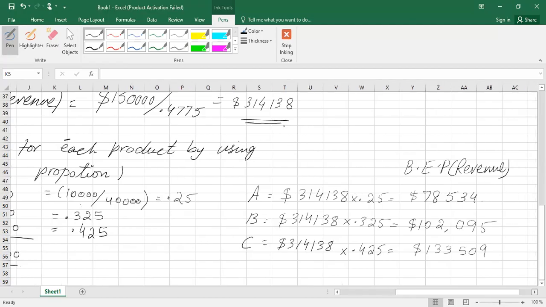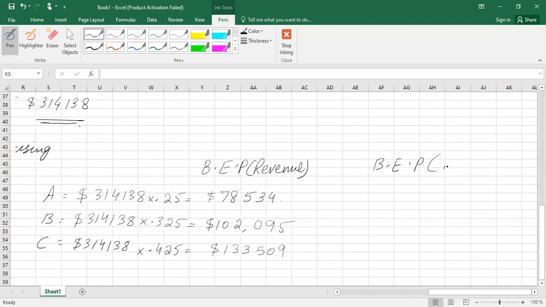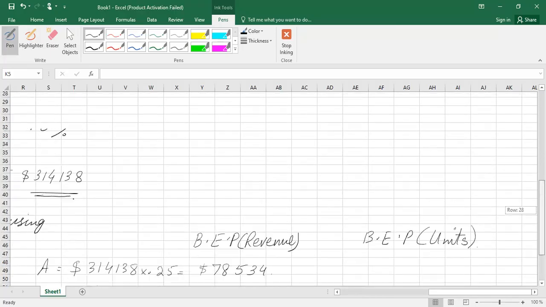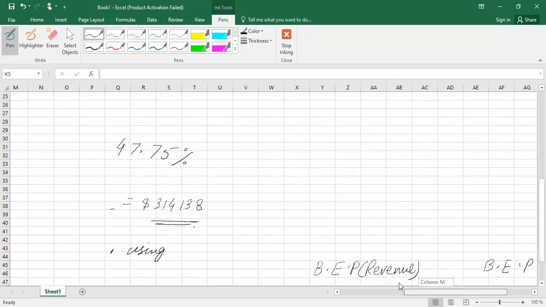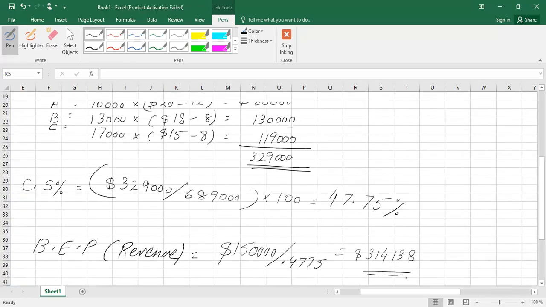units proportion. Next is to calculate what? Next is to calculate break even point units for each product. Now, how can we calculate break-even point units for each product? We are provided or we assume selling price for each product per unit. So we can divide our revenue with the selling price per unit. Suppose for product A, we assume selling price of 20, for B 18 and for C 15.